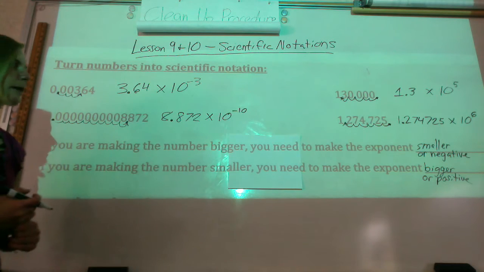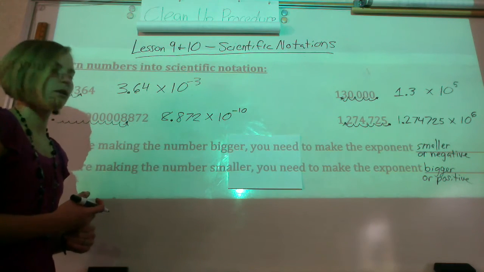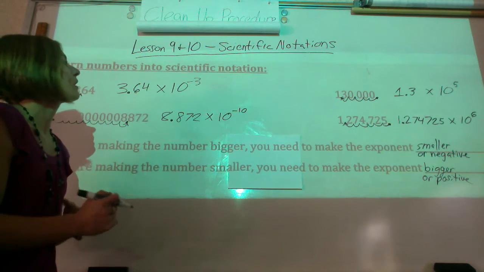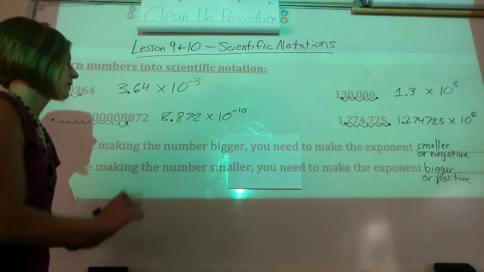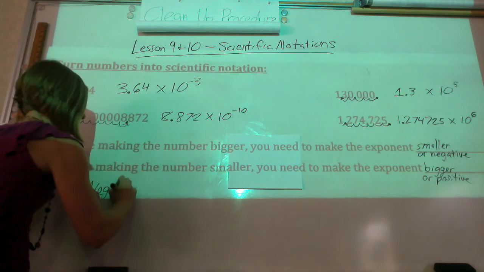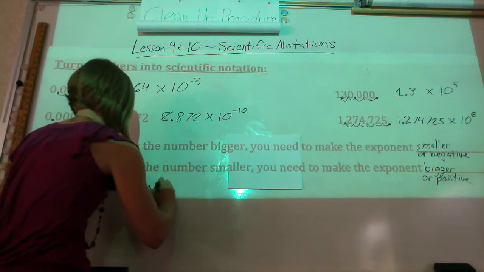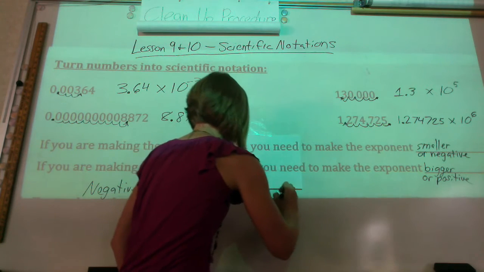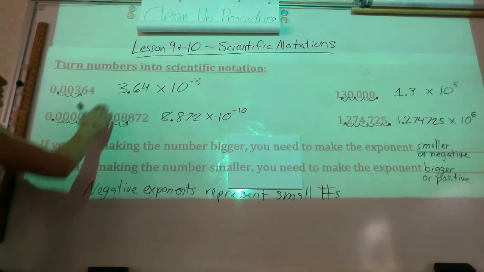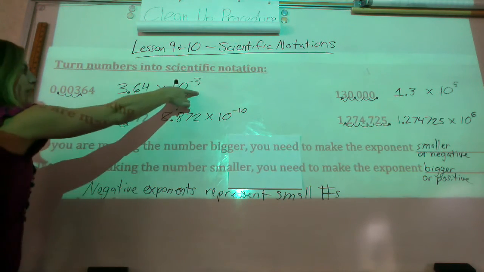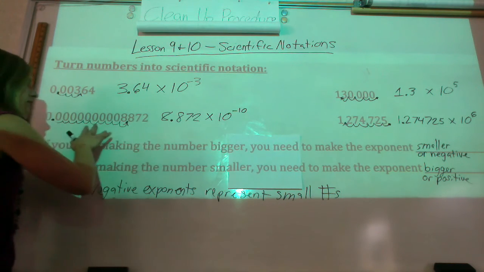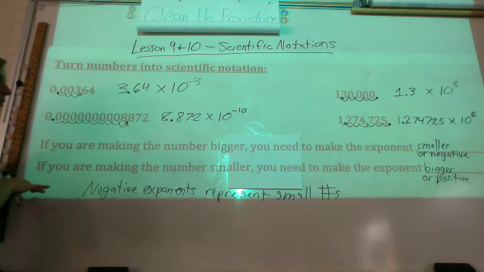We can also think about it in a different way, and I apologize if there really isn't room for this on your sheet, but you can scribble it in elsewhere. I'll just put it right underneath. Negative exponents represent small numbers. Just like here, this negative exponent actually represents that this number is much smaller than it appears. Same thing here, this number is actually much smaller than it appears.